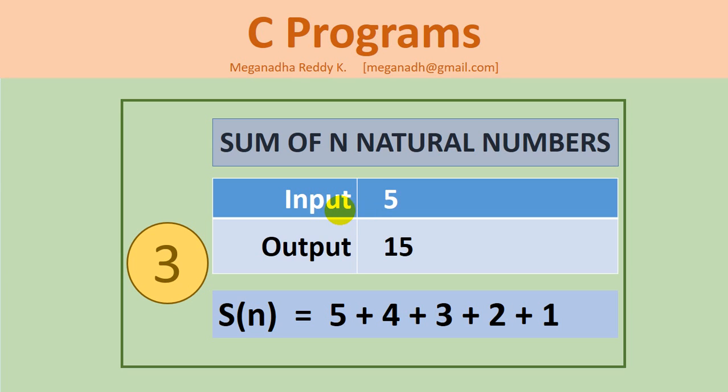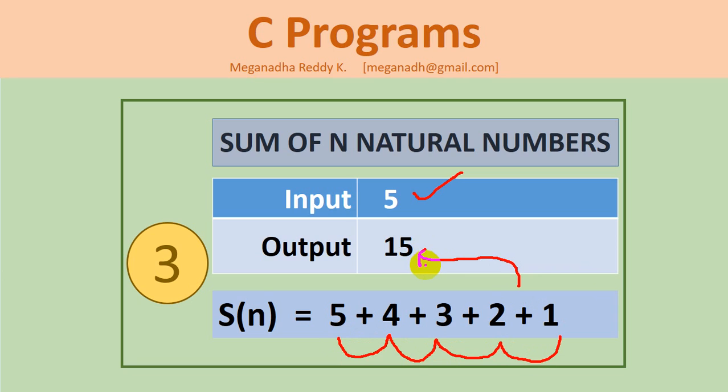Hi, this is Meganadha. In this video, we're going to learn how to find the sum of n natural numbers using C language. We will write a C program to take any input and print the sum of the numbers from 1 to itself. So if we enter 5, we will write logic to calculate 5 plus 4 plus 3 plus 2 plus 1, which is equal to 15.